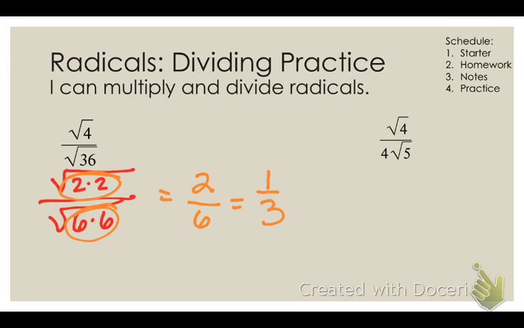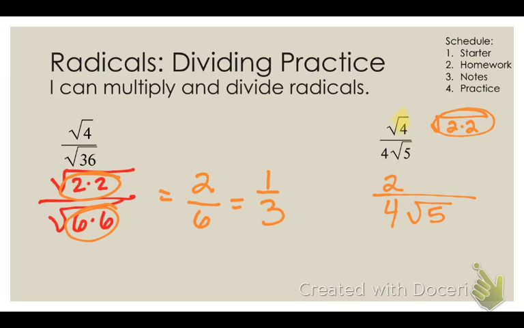Now let's look at the next one. It gets a little bit harder. So the next one says square root of 4 divided by 4 square root 5. A lot of you guys are going to be tempted to turn that into a 1, but that can't happen because 1 is under a square root symbol and 1 is not. And we know what the square root of 4 actually is. We know the square root of 4 is 2 times 2. And when they come out, it comes out just as 2. So that leaves me 2 over 4 square root 5.